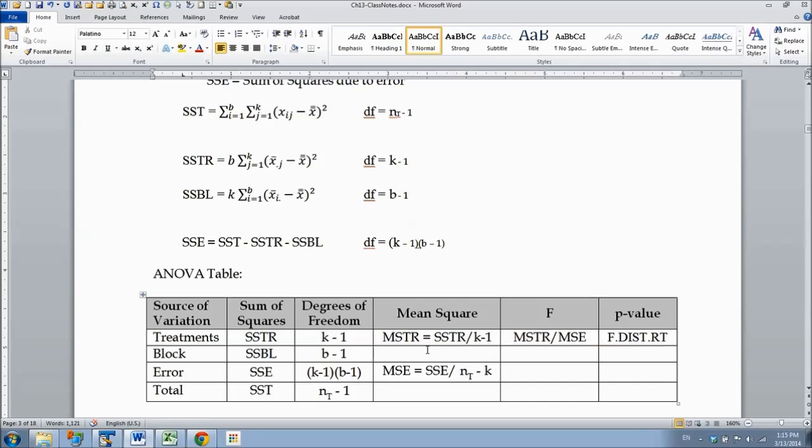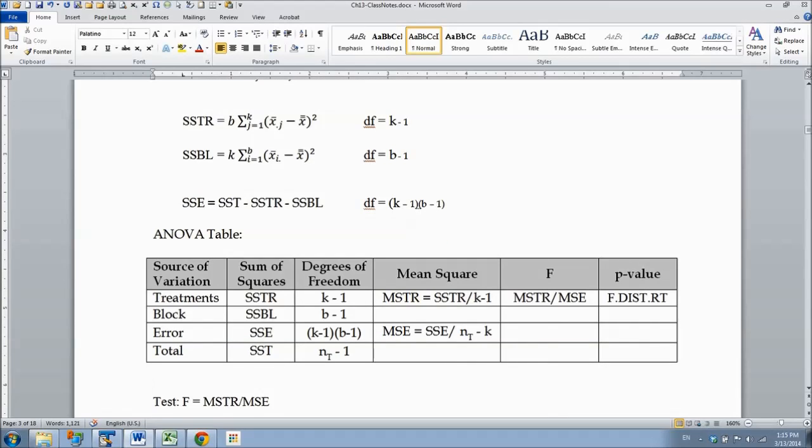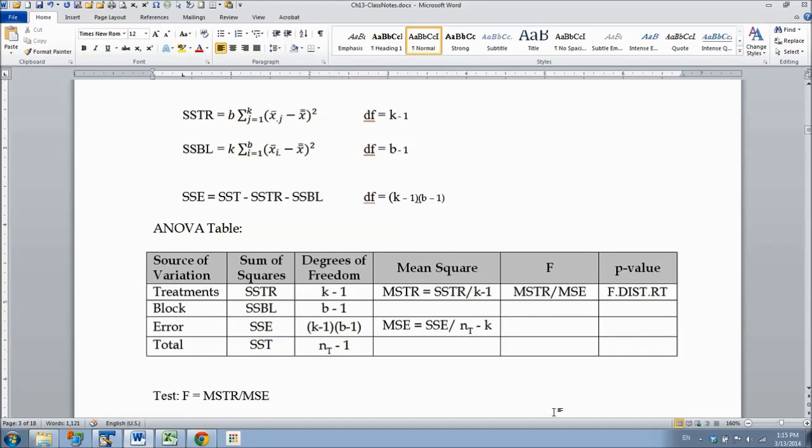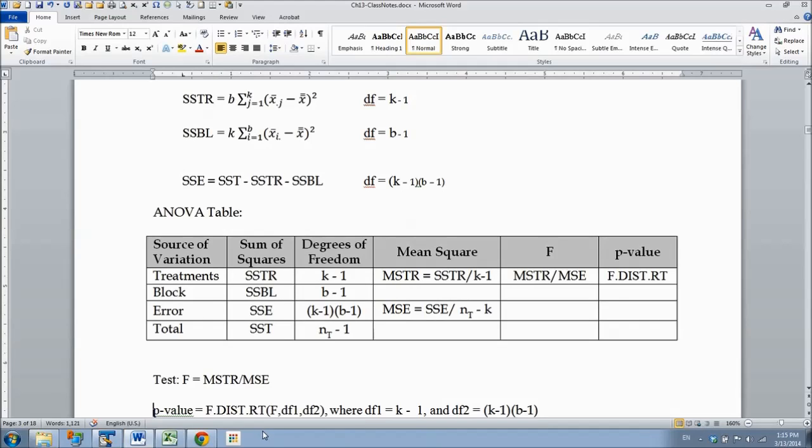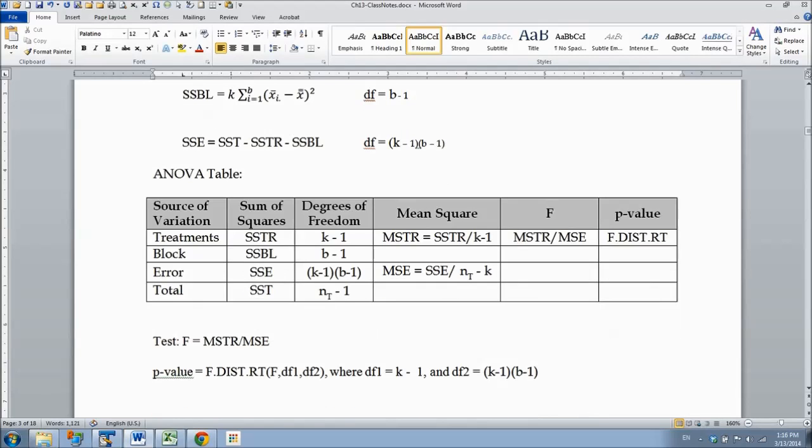We are not interested in the block, so we don't have to compute the mean square for block. So we compute the mean square for treatment and the mean square for error, and MSTR divided by MSE gives us the F statistic. Then we use F.DIST.RT to find the p-value. So test statistic F is MSTR over MSE, and the p-value is found using the F.DIST.RT function. Now, if the p-value is less than or equal to alpha, we reject the null hypothesis. Otherwise, we cannot reject the null hypothesis. So we look at an example in the next video.